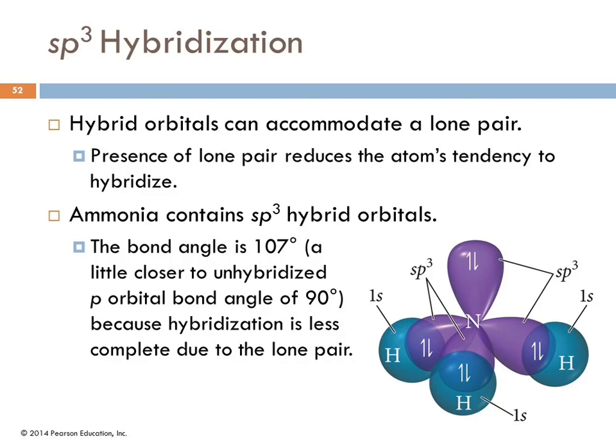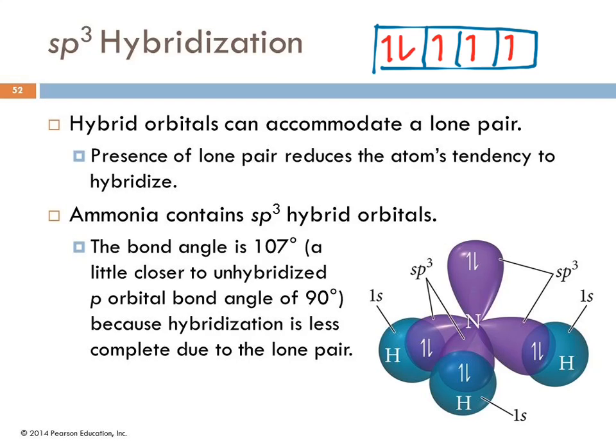Hybrid orbitals can accommodate a lone pair. So for nitrogen, when nitrogen makes an sp3 hybrid orbital, it's going to have one electron in each of these and a lone pair up here. Let's draw the orbital diagram. How many valence electrons does nitrogen have? 5, right? So go 1, 2, 3, 4, 5.